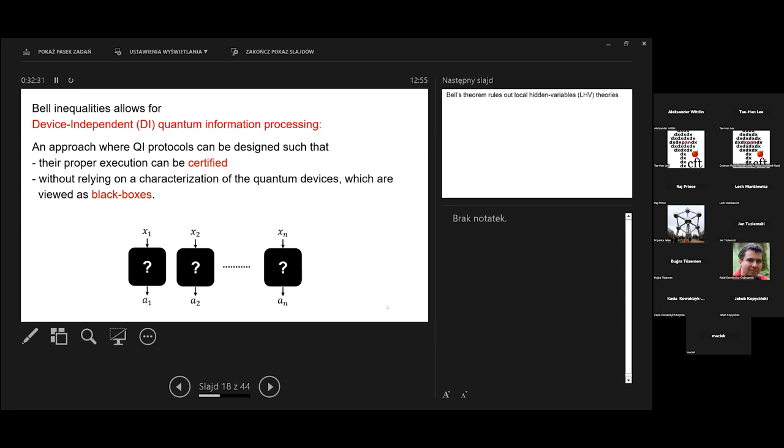So how does that work? I'm going to try to explain that quickly. The first thing I need to talk about is Bell inequalities, but I don't want to spend time motivating Bell inequalities or their role in the foundations of quantum physics, because this is not the subject of the talk. So I'm just going to do this in one slide.